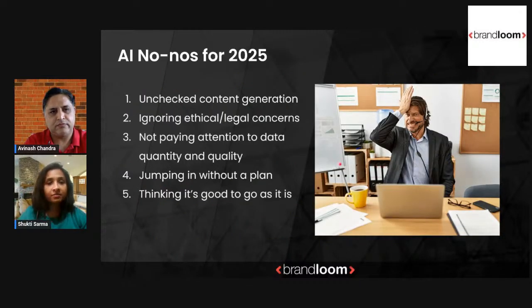Now, looking at the summary of what we are going to see: first, where we are going wrong. One of the things we are seeing is unchecked content generation. Second, people are ignoring ethical or legal concerns when using or deploying AI-generated anything. Then we are not paying attention to the quantity and quality of the data we are feeding our AI tools, and they are acting out. Of course, people jump in without a plan, using AI just for the heck of it, and it is not really doing well. And last but not least, we are thinking that AI is just good to go, which is not the case, as we will see going forward. So let us take them up one by one.